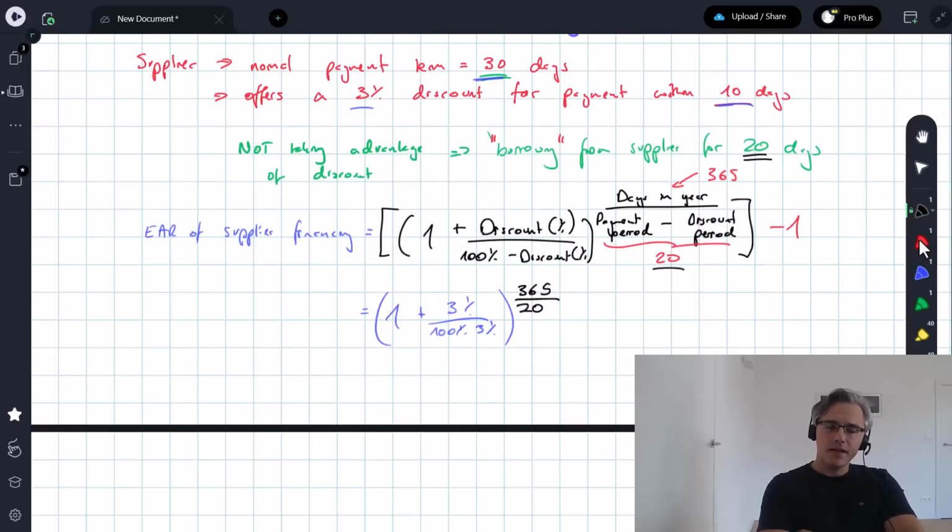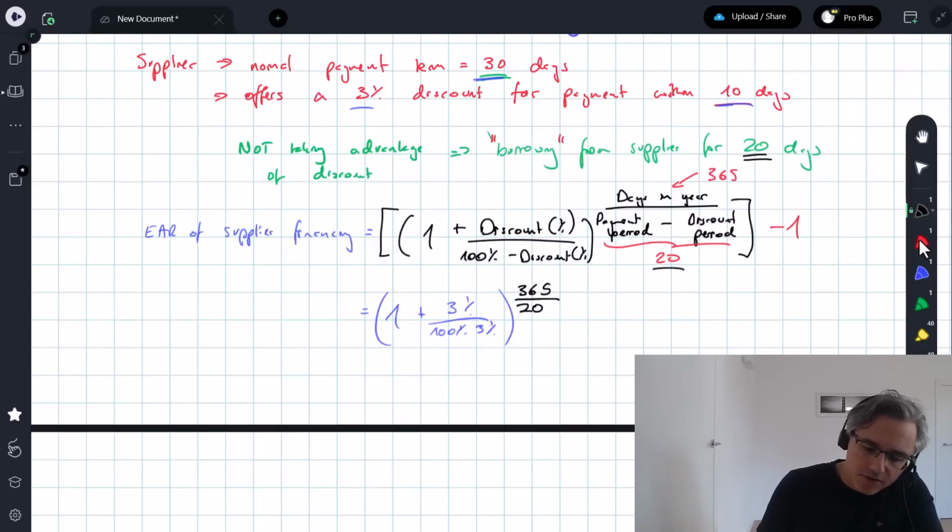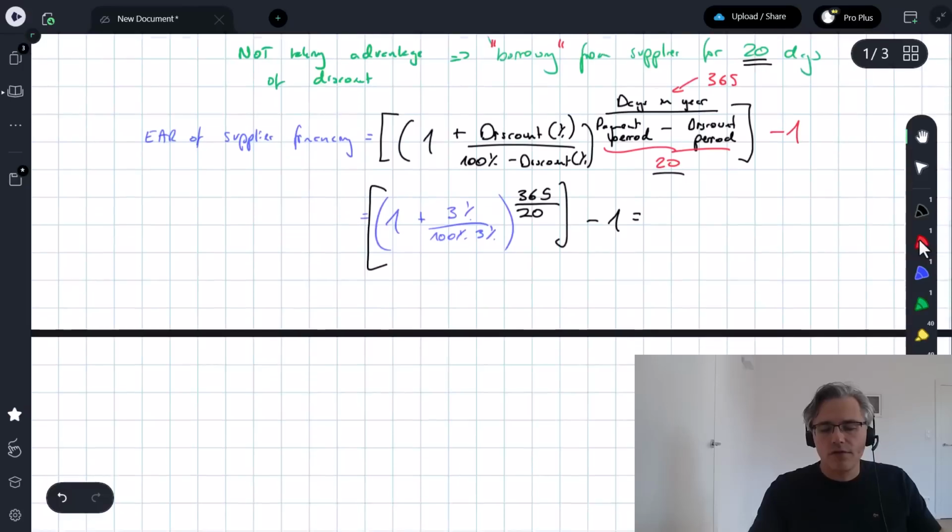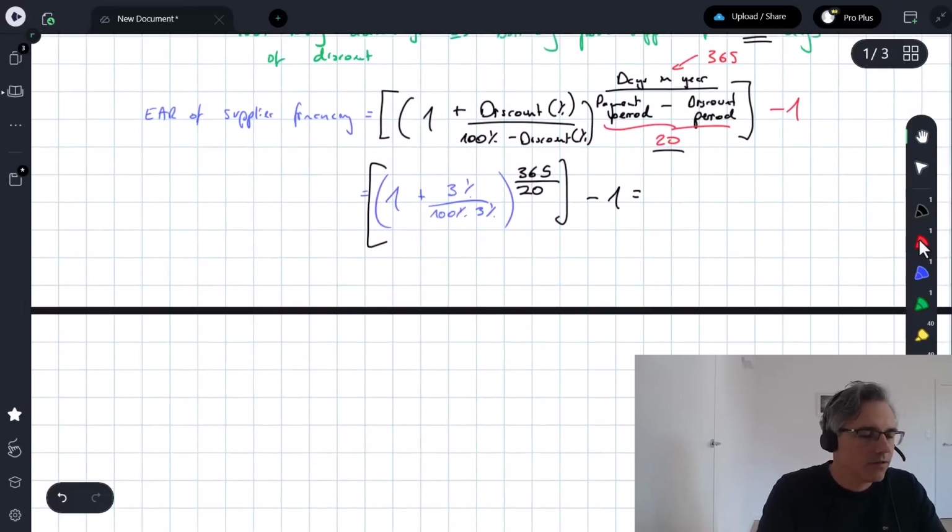You pay for the extra 20 days of funding, of not having to pay, by foregoing the discount, by not taking advantage of the discount. So what do we get? Well, we still have to deduct 1 over here. Now, I'm not going to show you my calculator. I'll just do the computation on the calculator.